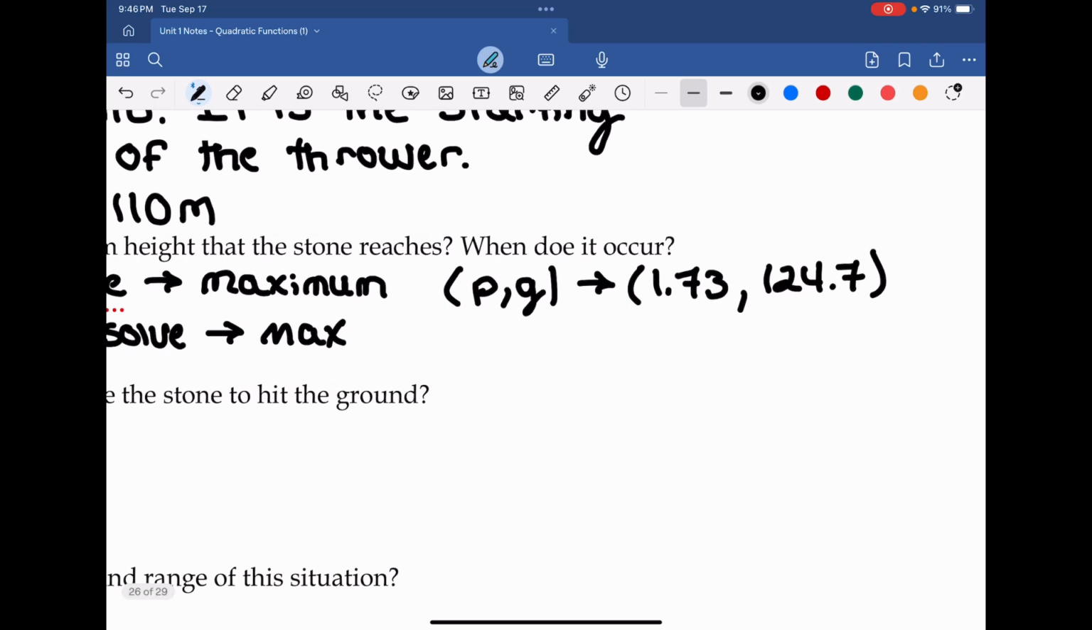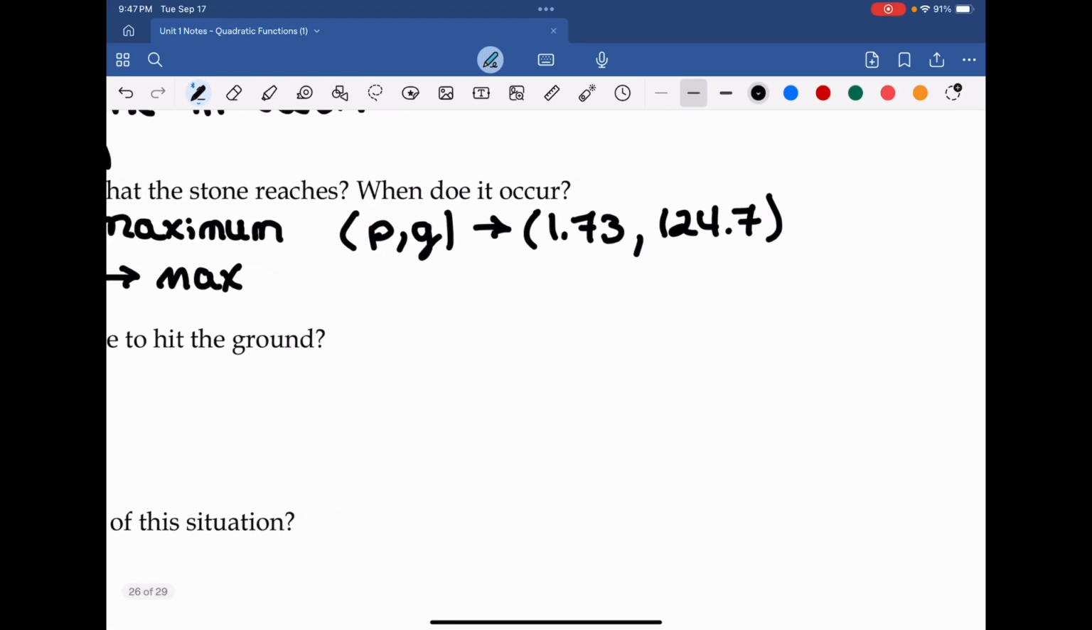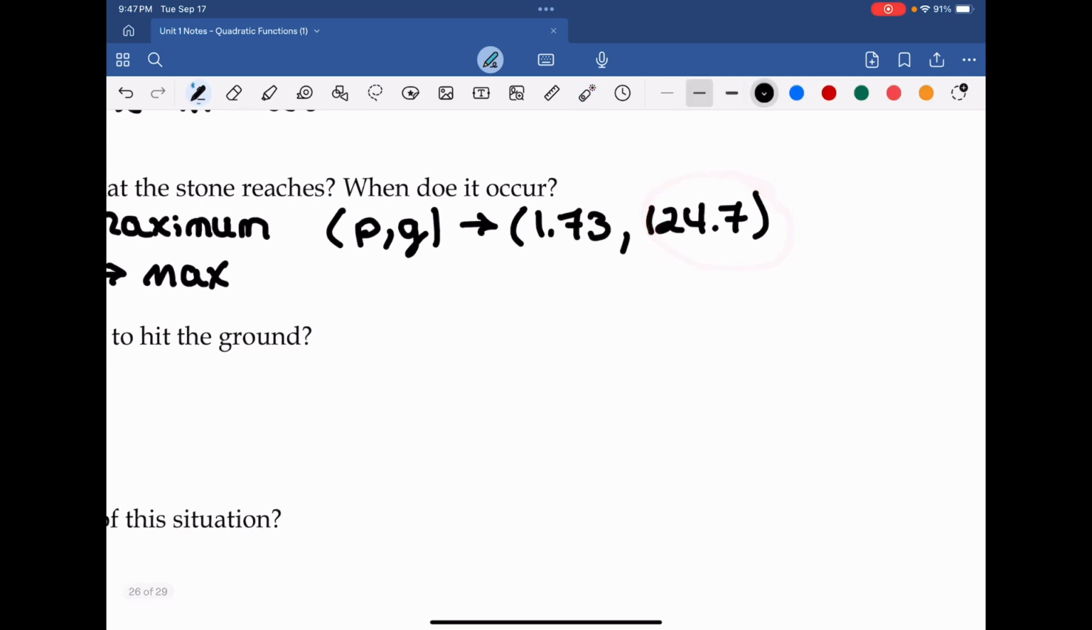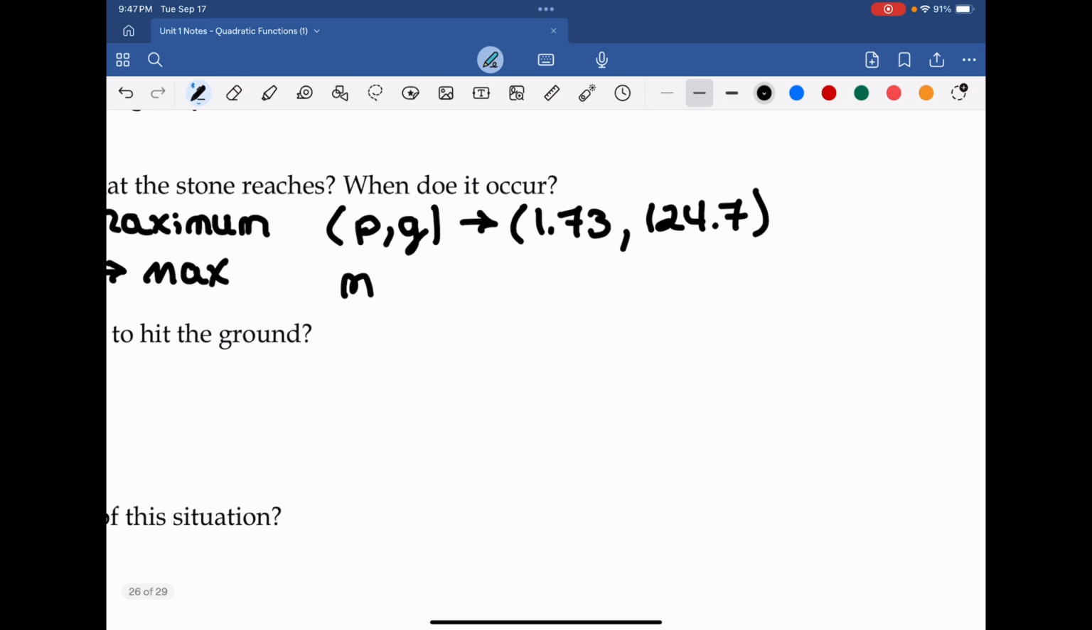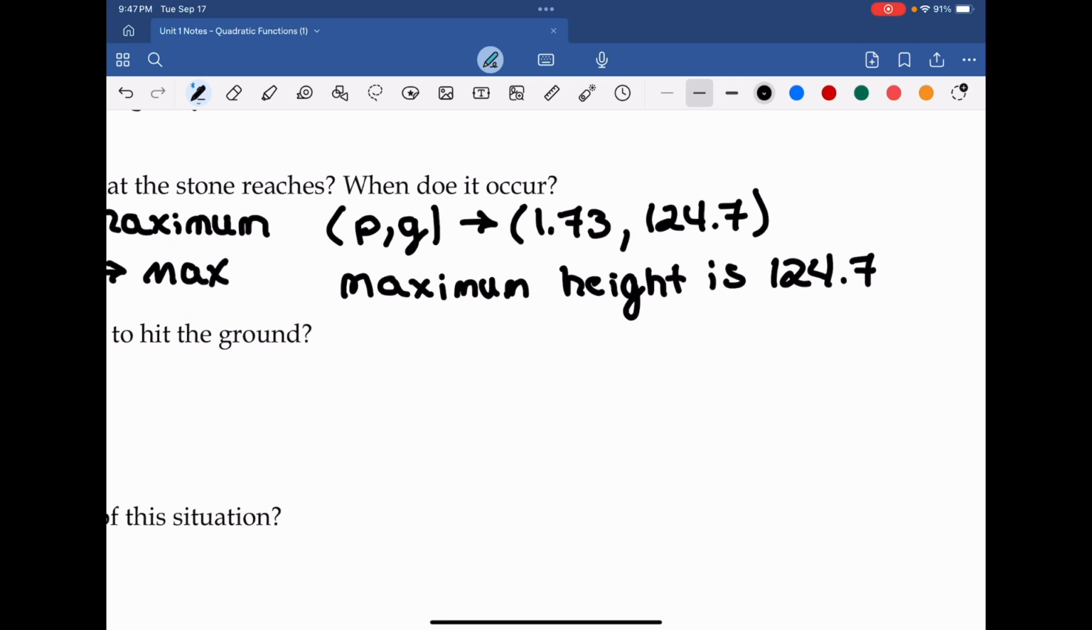And then what is the maximum height that the stone reaches? It's actually the output value. It's the Q value. So we're going to say the maximum height is 124.7. And not only 124.7, but 124.7 meters. When does this occur? It's always the P value, or this is the amount of seconds it takes in order to reach the maximum height. So we're going to say it takes 1.73 seconds.